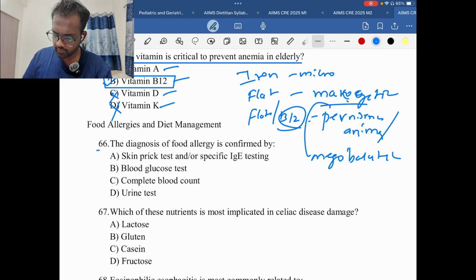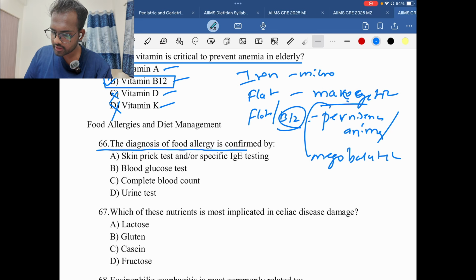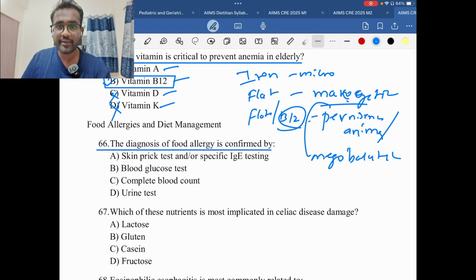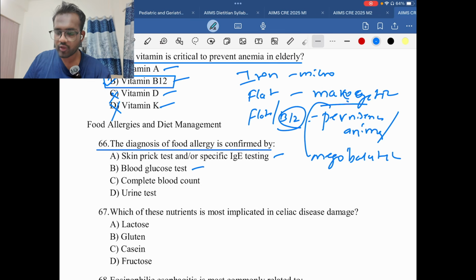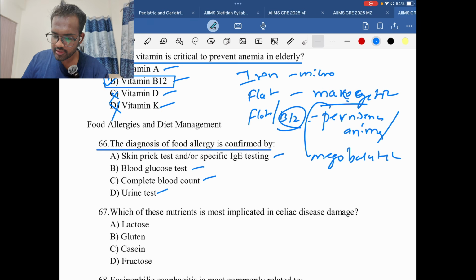Question number 66. The diagnosis of food allergy is confirmed by skin prick test and/or specific IgE testing, blood glucose test, complete blood count, or urine test. First, we'll eliminate the options. The urine test is not done to find out the allergic reaction. It is done to find out whether there are any abnormalities in the urinary system or any infection. That's how we usually do urine analysis. So the answer will be no. D is not the answer.